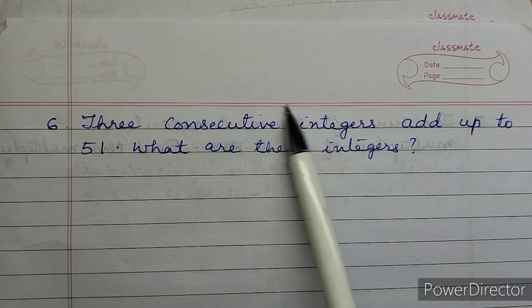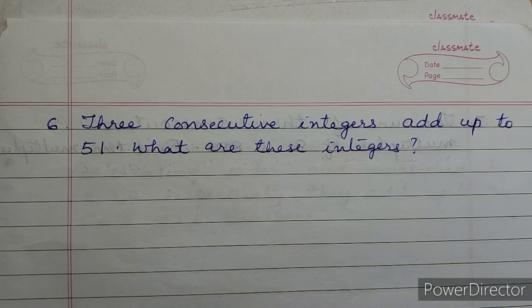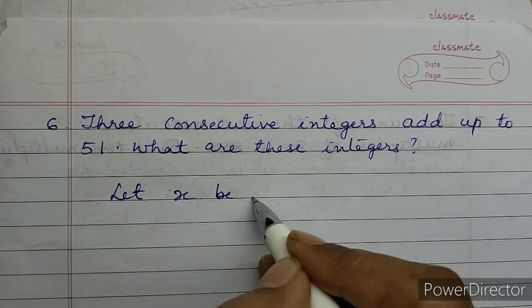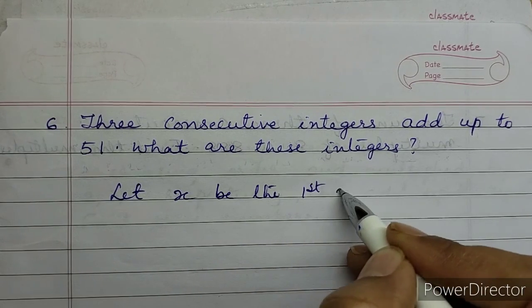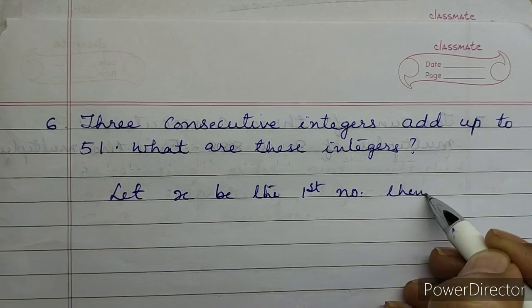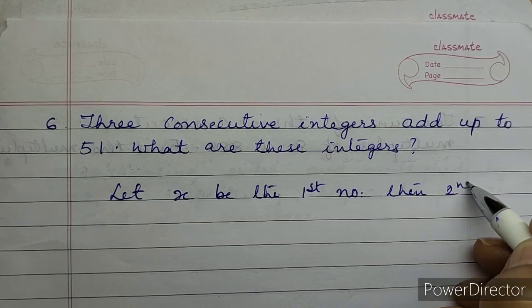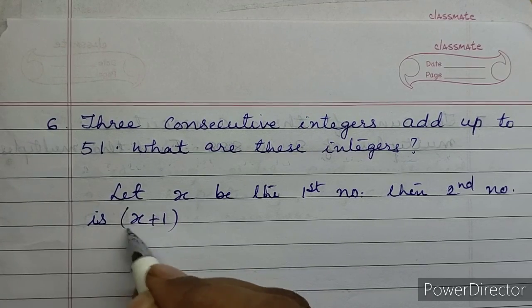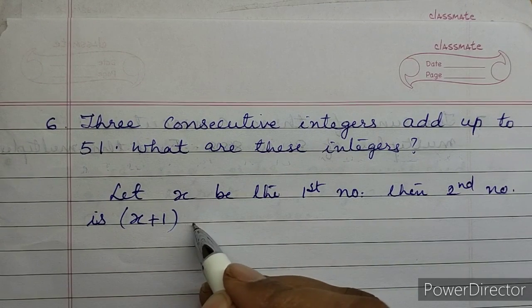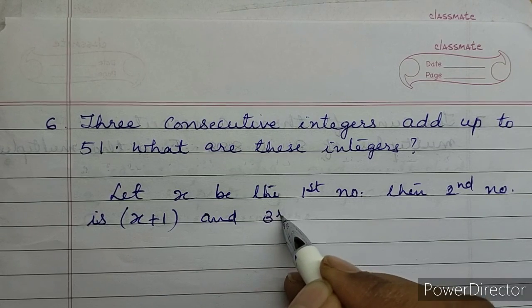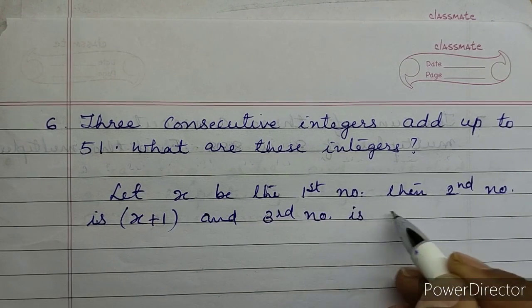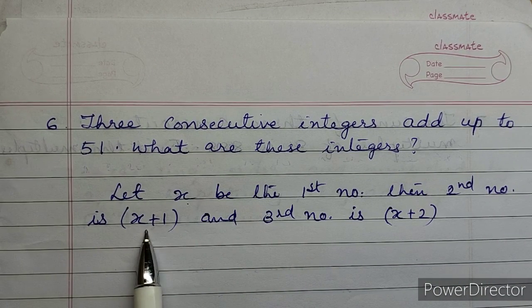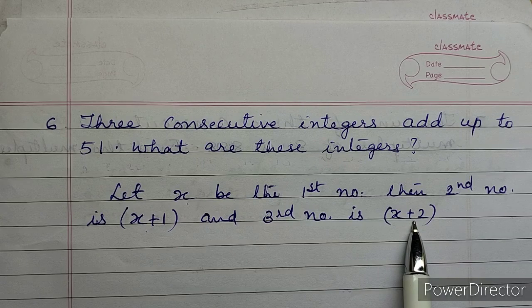So here since it is given consecutive integers, they can be negative or positive. So let x be the first number, then the second number is x plus 1 since it is given consecutive, and the third number is x plus 2. So these are the three numbers now. First one is x, second one is x plus 1, third one is x plus 2.